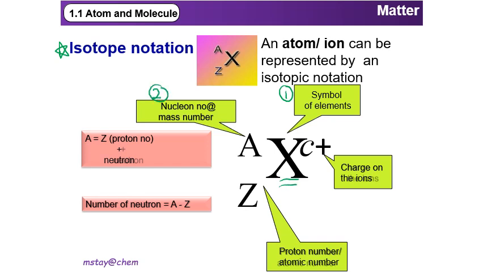Second, the nucleon number, also known as the mass number, which is represented with the symbol A, and the value is the total number of protons and neutrons. Then the third piece of information is the proton number, and the fourth is the charge of the ion. If there is no charge, it means that the element is an atom, and the number of protons and electrons are equal.